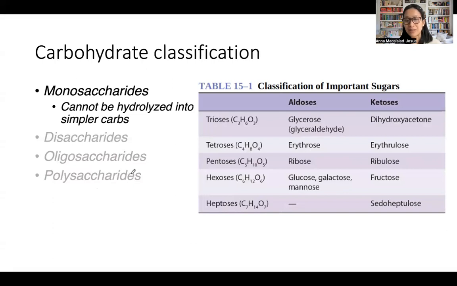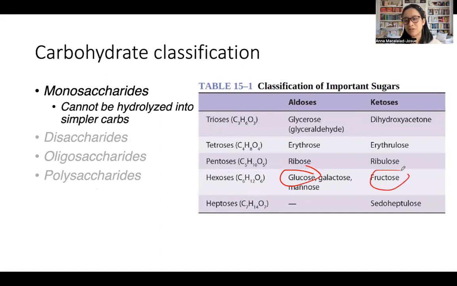Your important sugars can be further classified into trioses, which is composed of 3 carbons, tetroses, which are composed of 4 carbon molecules, pentoses, composed of 5 carbon atoms, your hexoses, which is composed of 6 carbon atoms, and your heptoses, which is composed of 7 carbon atoms. So your glucose here is an example of a hexose.